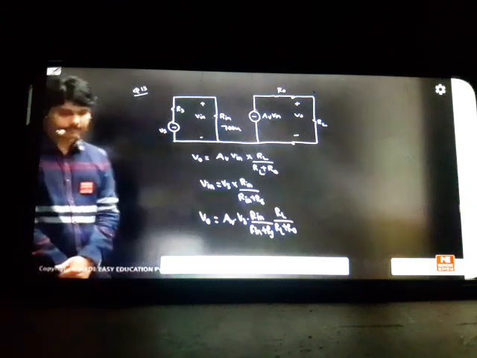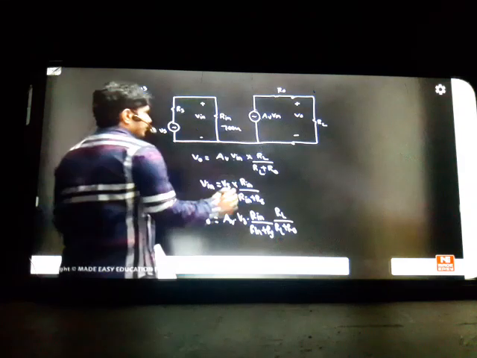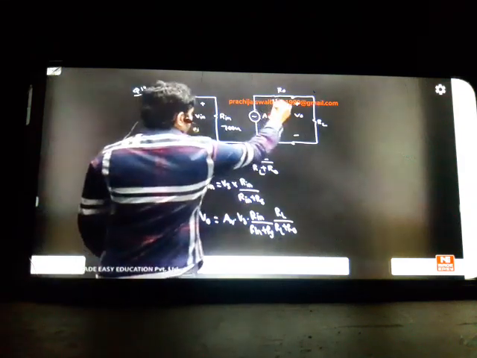So please try to solve this question. Input resistance he has given 700 ohms. This R naught I think he has given 1 kilo. So let us finish this answer. How much will come V naught?